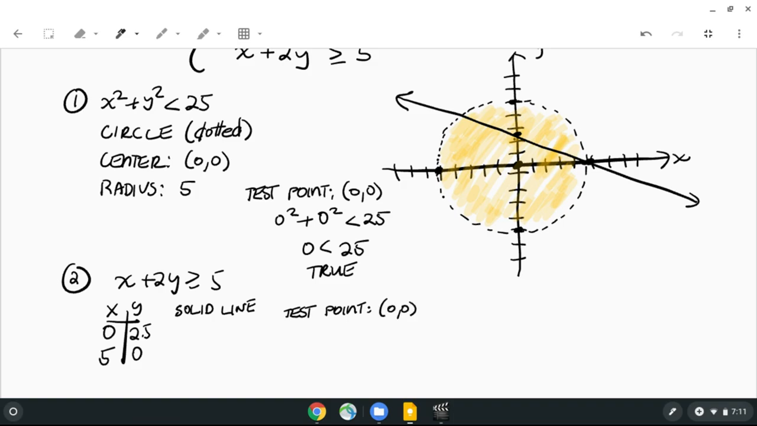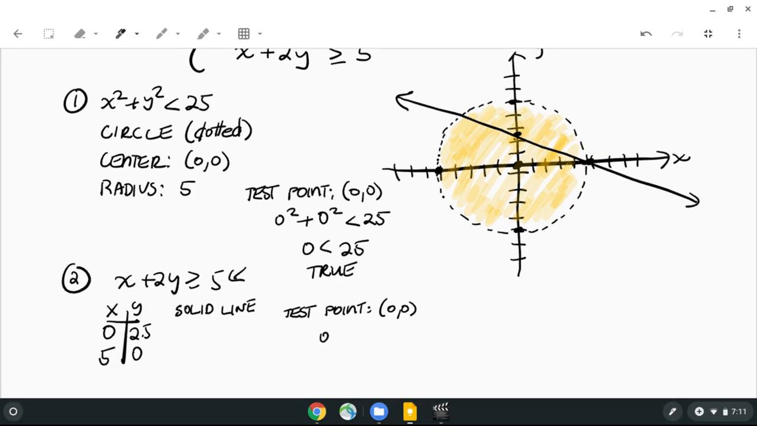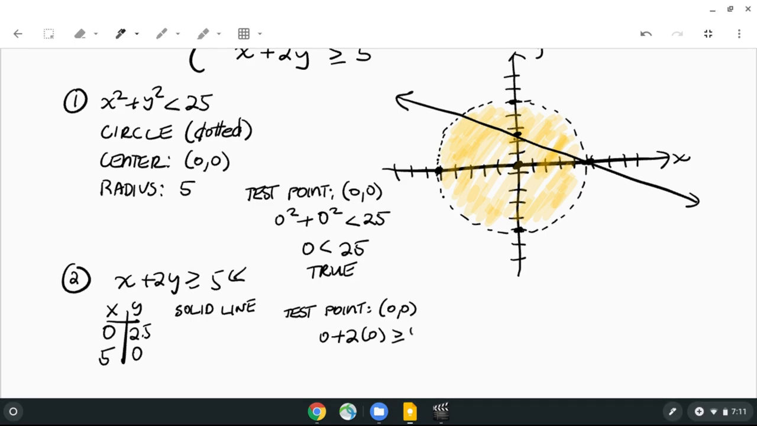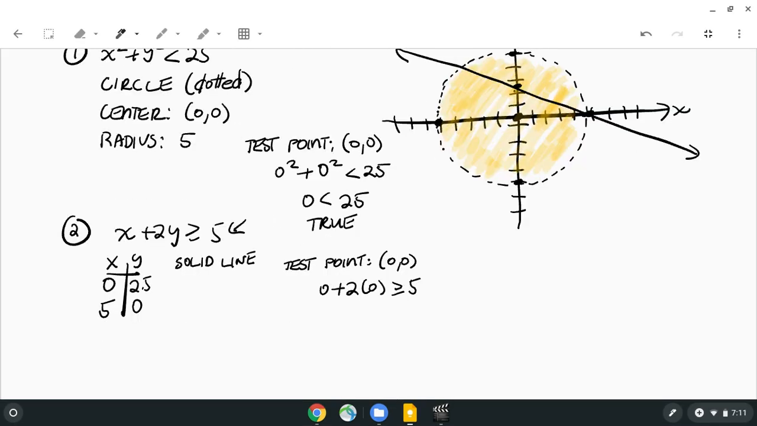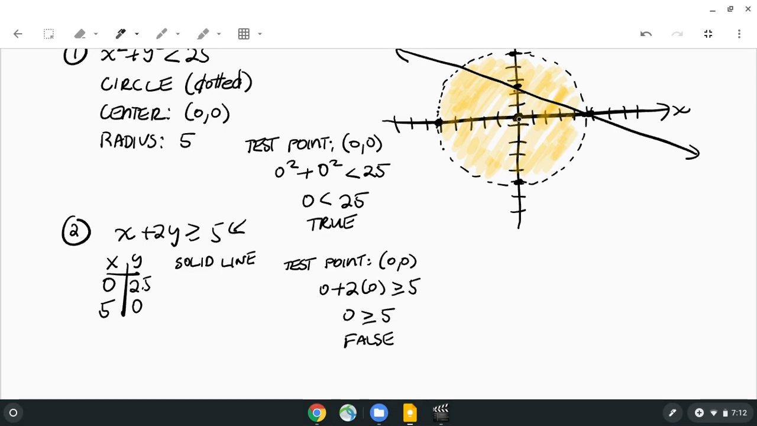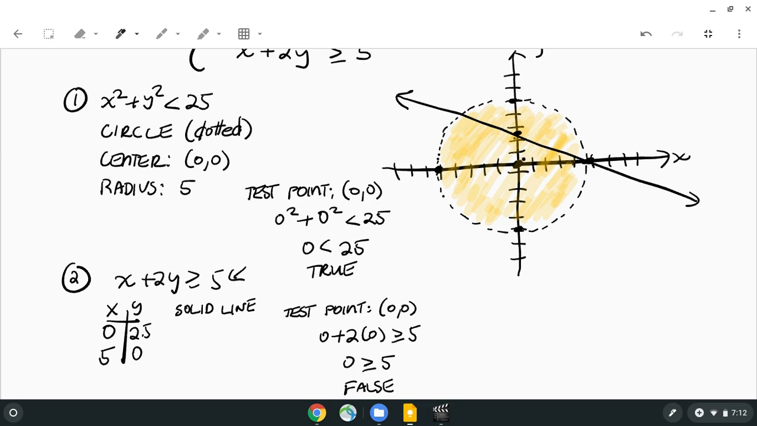My test point is going to be 0, 0. And I'm going to plug it into this linear inequality. So 0 plus 2 times 0 is greater than or equal to 5. Let's see if it's true or false. So I get 0 is greater than or equal to 5. That's false. I see that my test point, which is here, is below the line, and it turned out to be false. So I'm not going to shade below the line, I'm going to shade above the line.